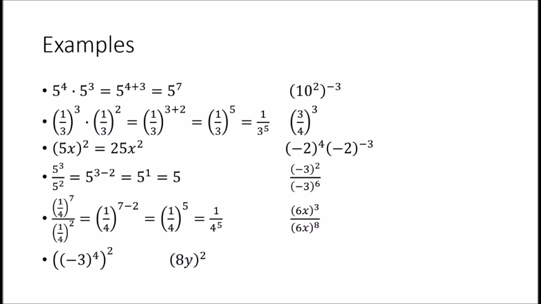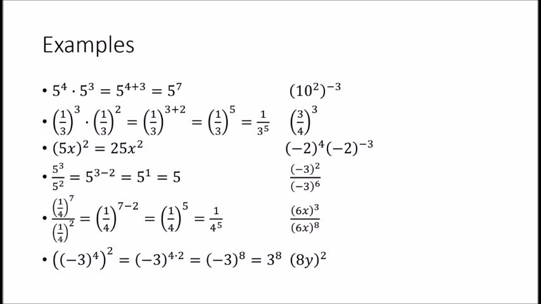For the next problem, we have an exponent raised to another exponent. So in this case, we multiply the exponents together. We get -3 raised to 4 times 2, which is -3 raised to the 8th. Because this is an even exponent, I'm going to simplify by eliminating the negative sign, because that's going to be equal to 3 to the 8th.